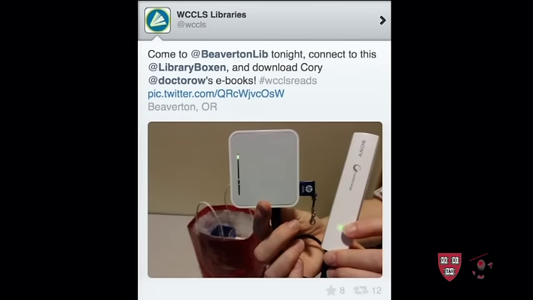It's being used when libraries do author talks to deliver, when an author agrees, obviously, to license their books for free distribution, as Cory Doctorow does. When he goes to libraries, often libraries freely share his books, right, using a library box.